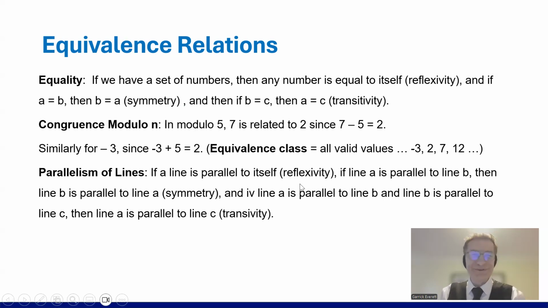Parallelism, great with the enunciation here. If a line is parallel to itself, that's reflexivity. If line A is parallel to line B, then line B is parallel to line A, that's symmetry. And if line, that should be an F. If line A is parallel to line B and line B is parallel to line C, then line A is parallel to line C, and that's transitivity, which is pretty obvious there.